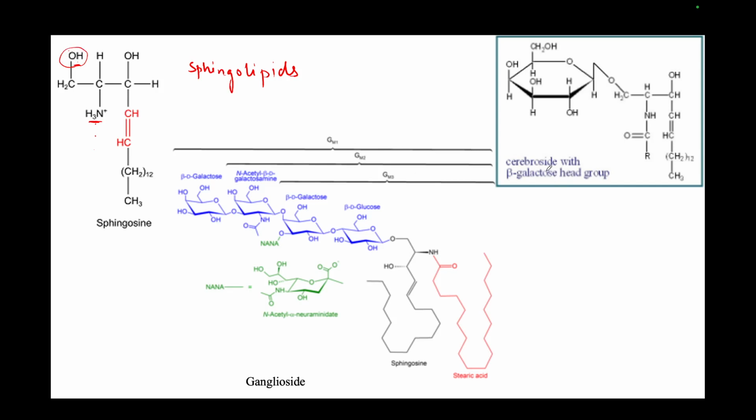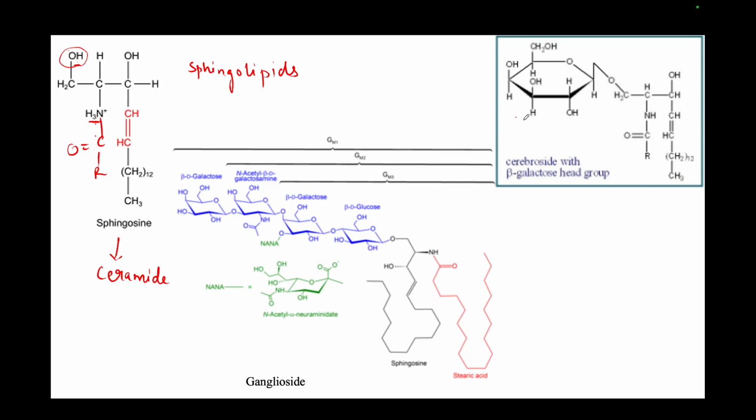We will see the structure of cerebroside first. Cerebroside is a sphingolipid. When a fatty acid is attached to this amino group, this part is called ceramide. So if, instead of the free amino group, I attach a fatty acid here, this will become ceramide. Cerebroside is a sphingolipid that has this ceramide backbone structure and a monosaccharide.